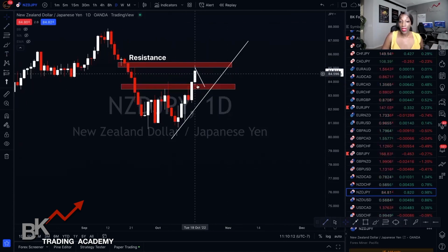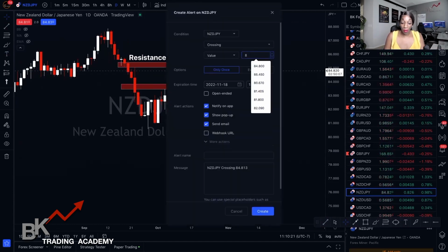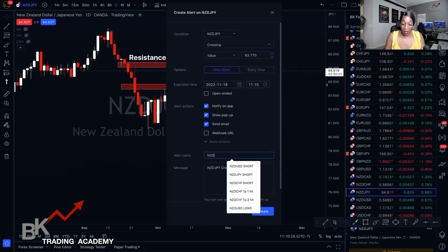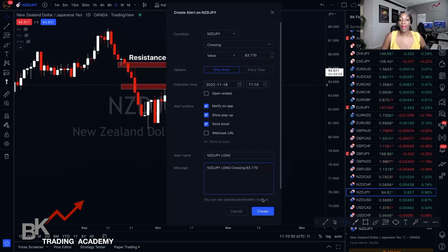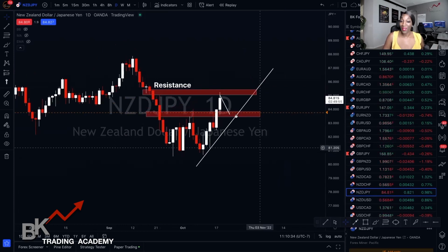So guys, when we do get a retest, what I recommend is setting an alert at about 83.77. So I'm going to go ahead and do that right now. I'm going to set an alert. The reason why I want to set an alert is because when the market does pull back to that area, I don't want to miss it. So I'm going to put NZDJPY long. This way, once the price gets there, it's going to alert me and hopefully I'll be available to consider taking the trade. Otherwise, I'm not going to do anything right now based on where the price is.